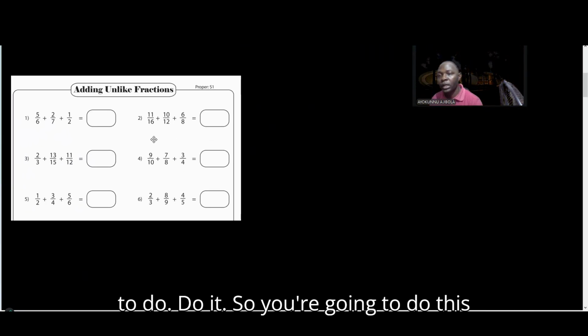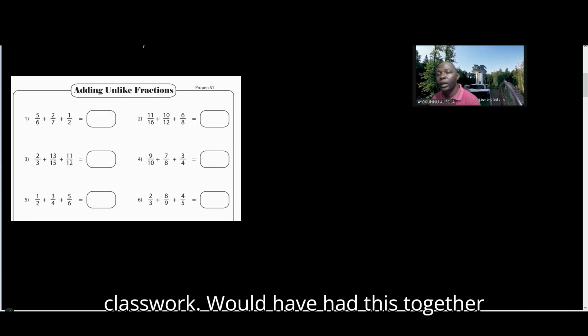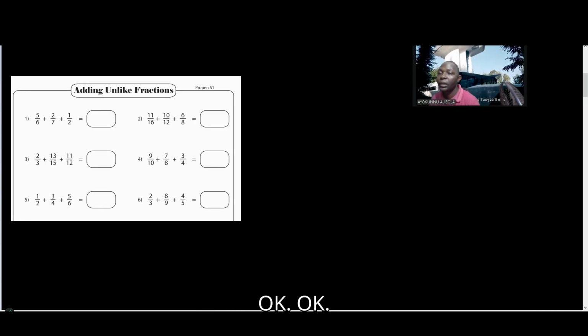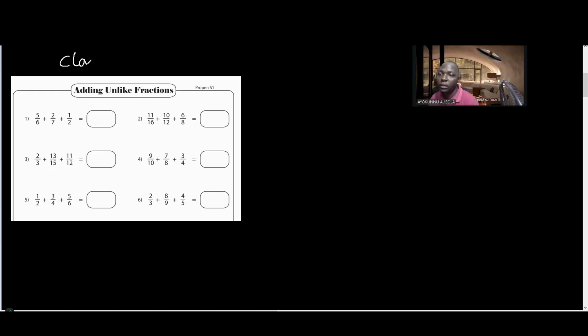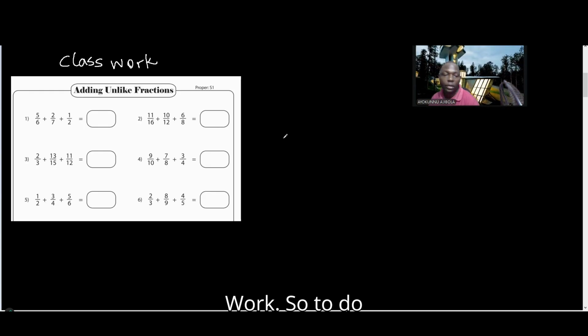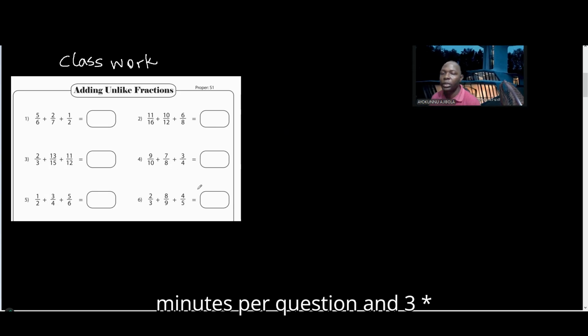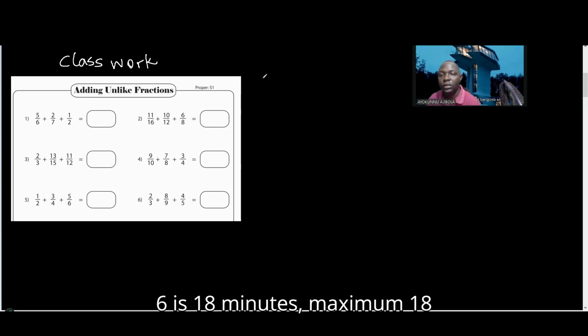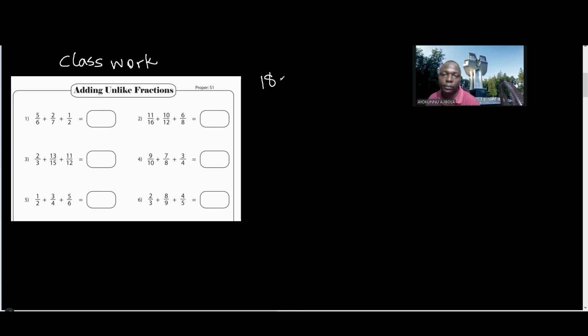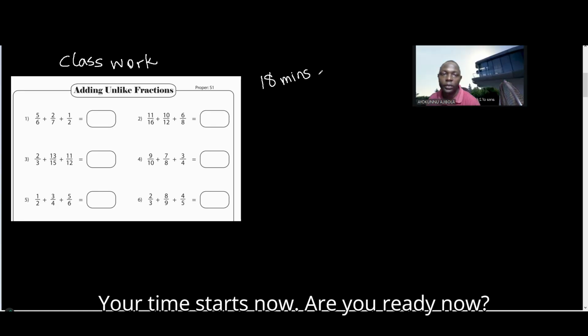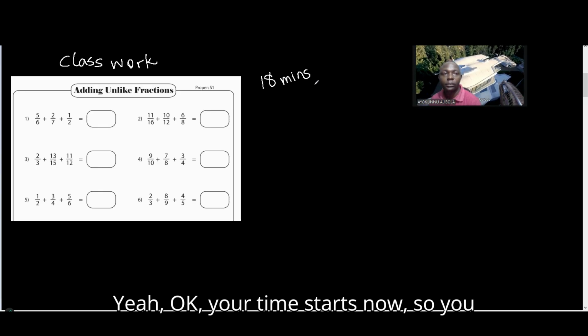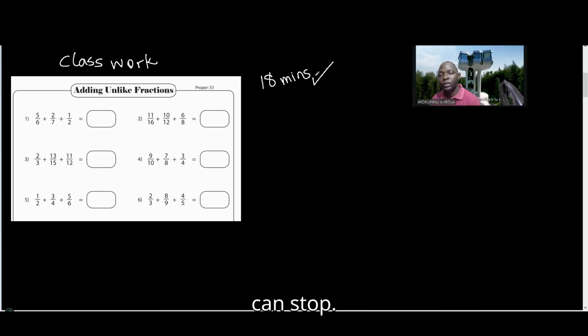So you're going to do this classwork. You're going to add this together, okay? Classwork. So to do this, you have maybe 3 minutes per question, and 3 times 6 is 18 minutes, maximum 18 minutes. Your time starts now. Are you ready now? Yeah. Okay, your time starts now, so you can start.